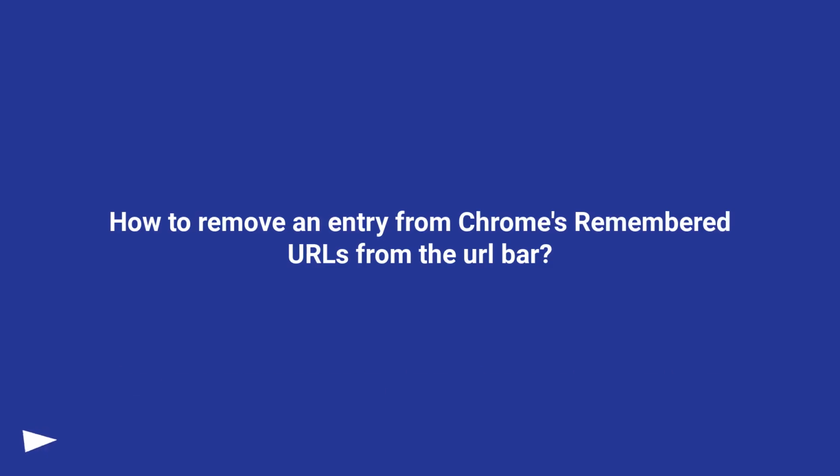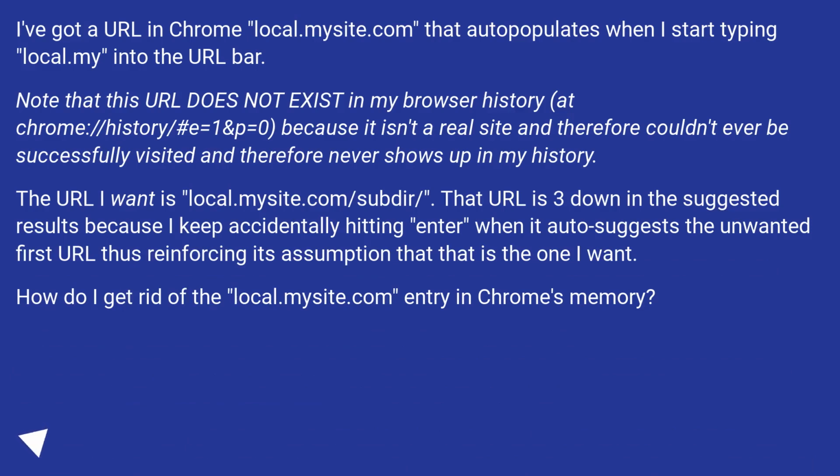How to remove an entry from Chrome's remembered URLs from the URL bar? I've got a URL in Chrome, local.mysite.com, that auto-populates when I start typing local.my into the URL bar.